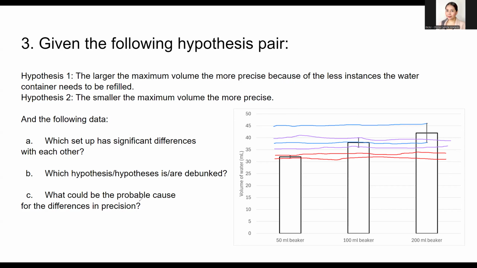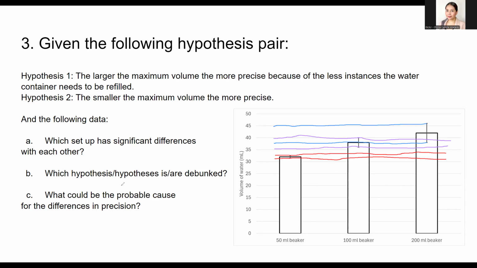And finally, for question 3C, what could be the probable cause for the differences in precision? The only factor that we have here is the maximum volume, which is related to the size of the beaker. So the cause for the difference in precision could be the size of the beaker or its maximum volume. If you put other explanations here, that is called hand waving, because those are not the explanations that we're trying to test.